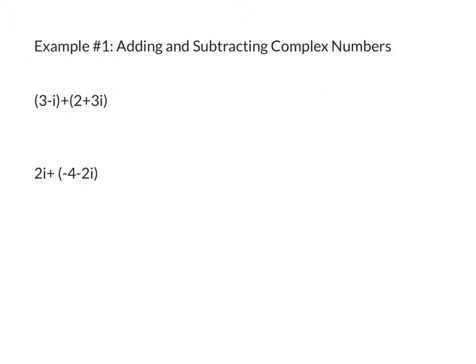So the first thing we're going to do is add and subtract these complex numbers. All you need to understand is that you are truly just combining like terms. That is it. The like term that matches with our constant 3 is 2. So 3 plus 2 is 5. Then the term that matches with negative i is 3i. So negative i plus 3i is 2i. So our answer is 5 plus 2i.